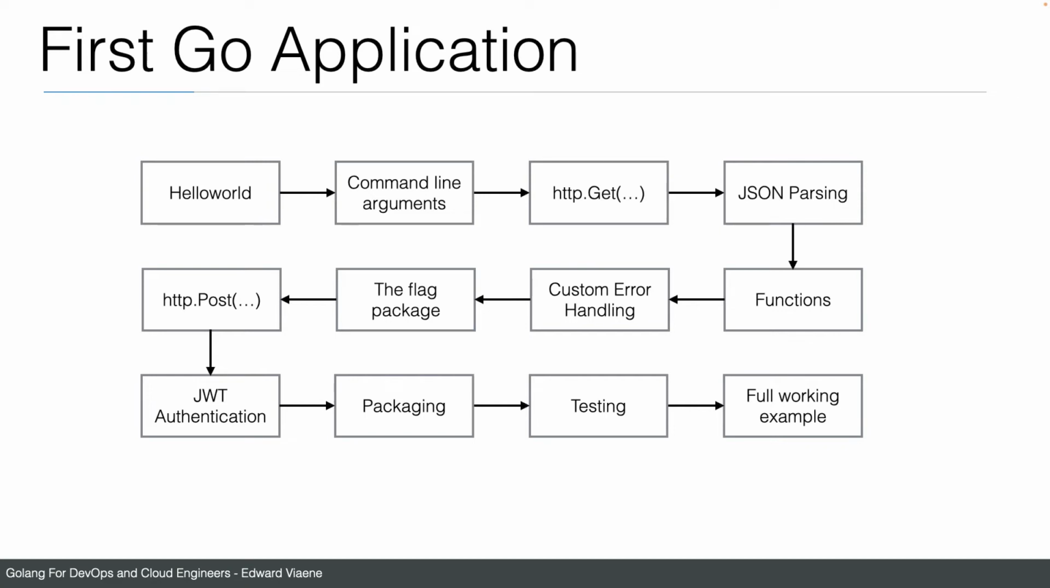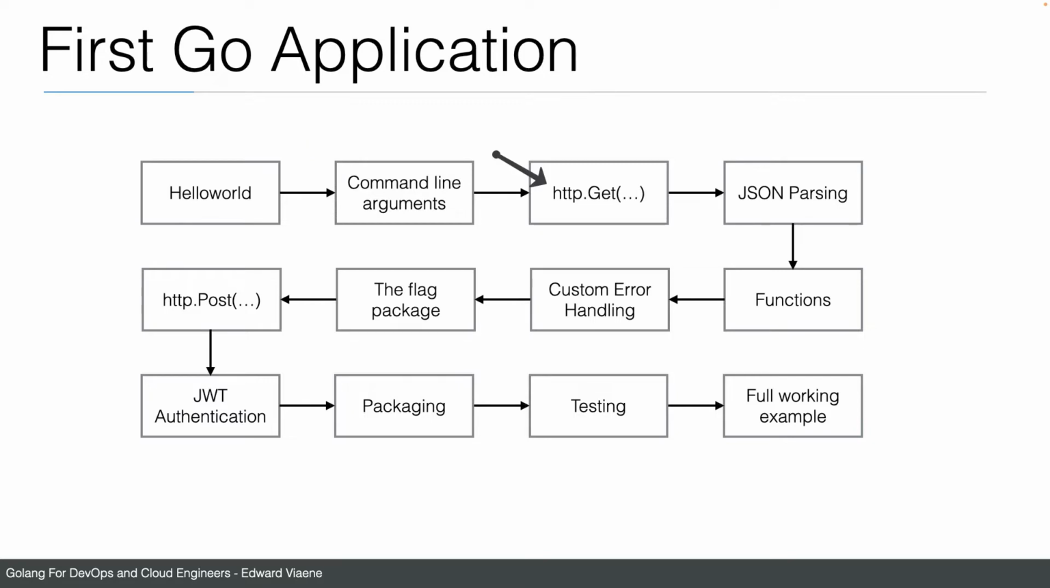In this section, we are going to write our first Go application. We'll end up with a full working example, and we're going to start from a simple hello world, and then we're going to build up until we have this full working example. I'm first going to cover command line arguments, and then we're going to make API calls.